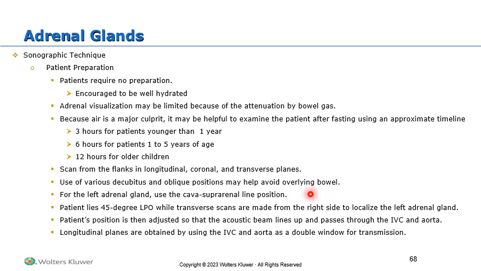For the left adrenal gland, you want to use that cava suprarenal line position. So you're basically going to go to the coronal left side and scan through the kidney with the IVC appearing in your far field. In that view, you should be able to pick up the adrenal. Putting the patient in 45 degrees LPO, left posterior oblique, for transverse scans can also help. I'm going to leave that at that.